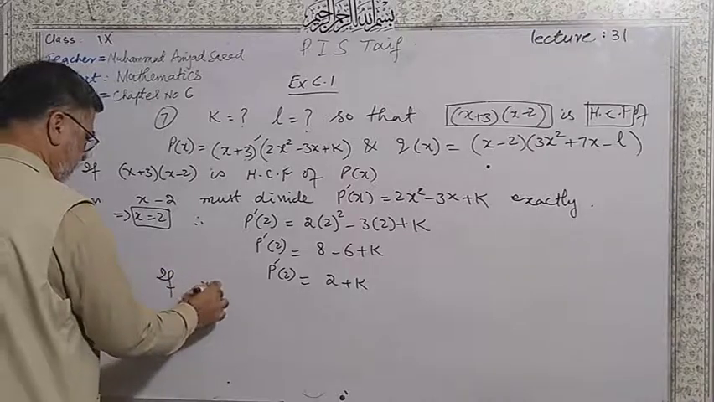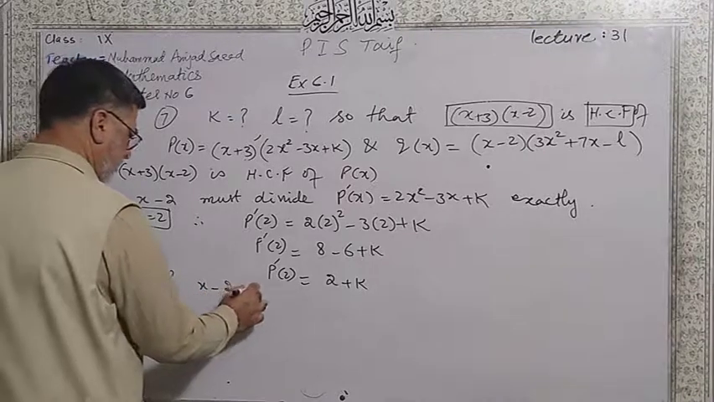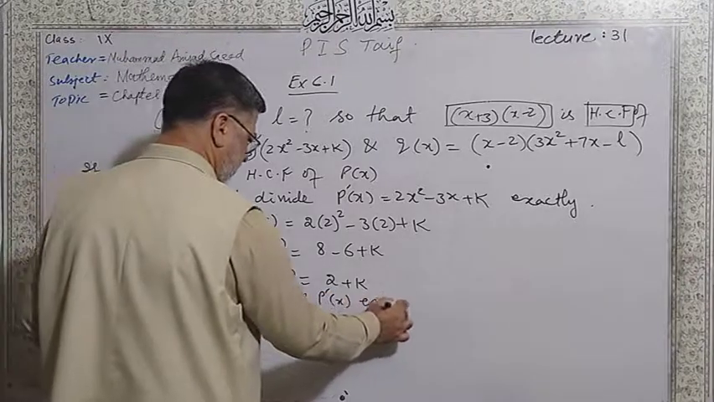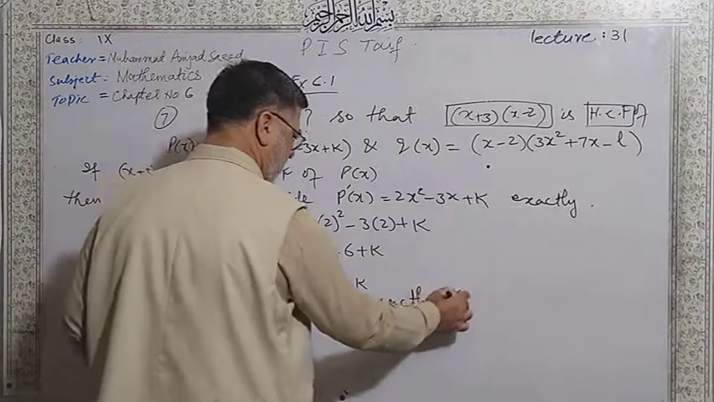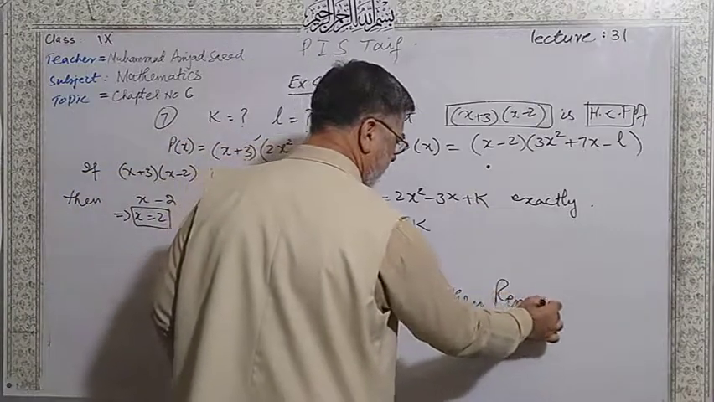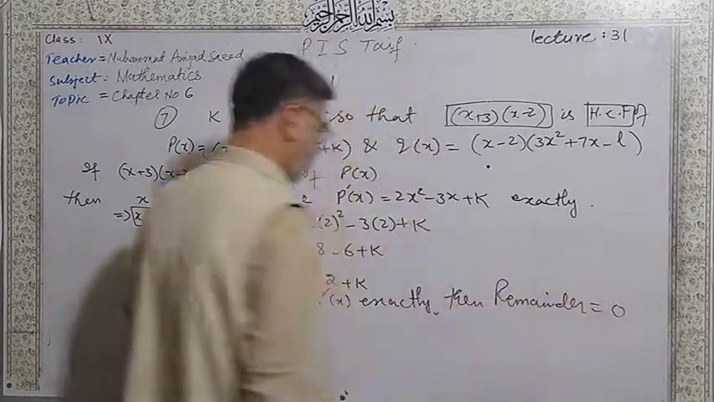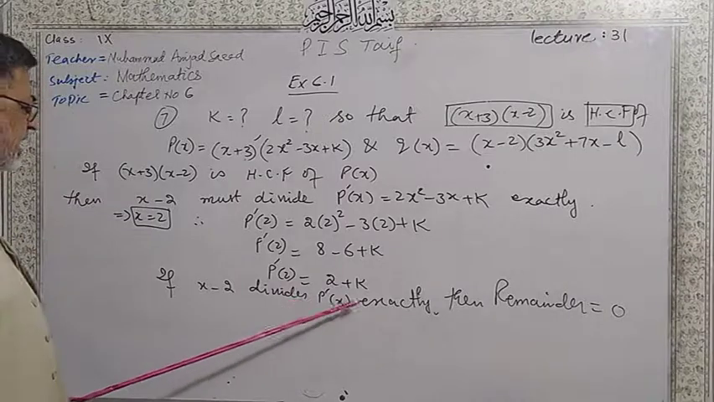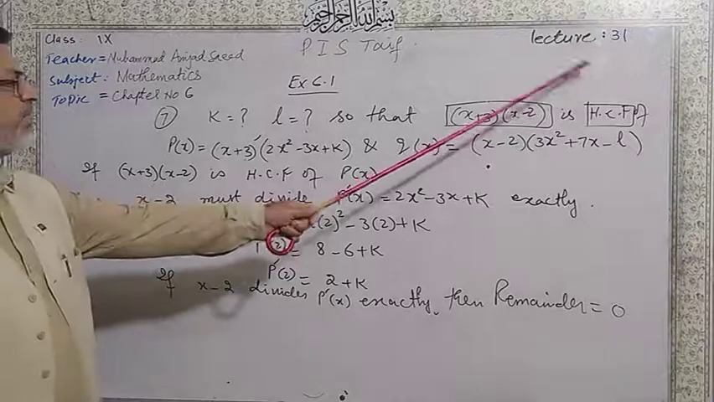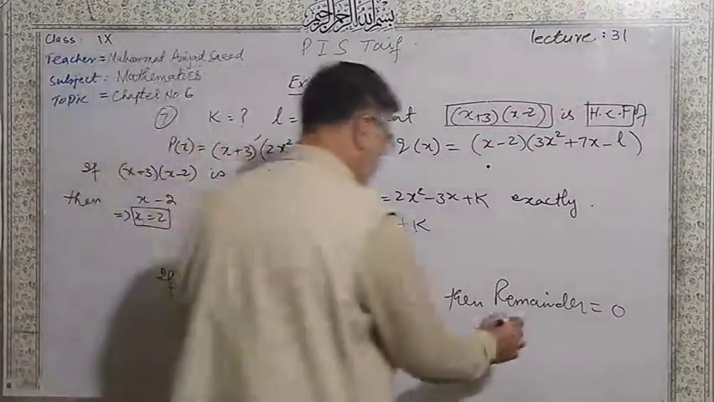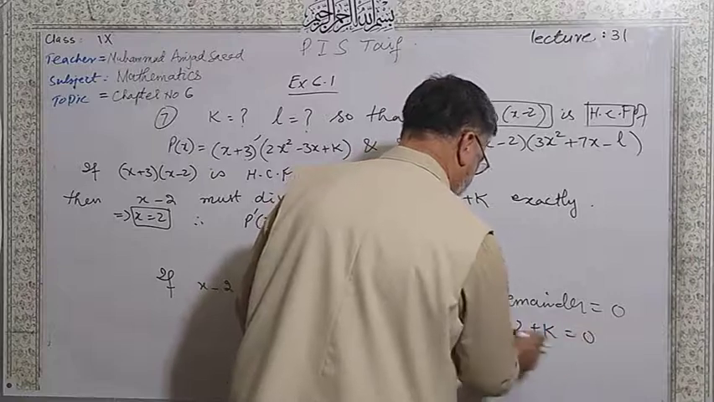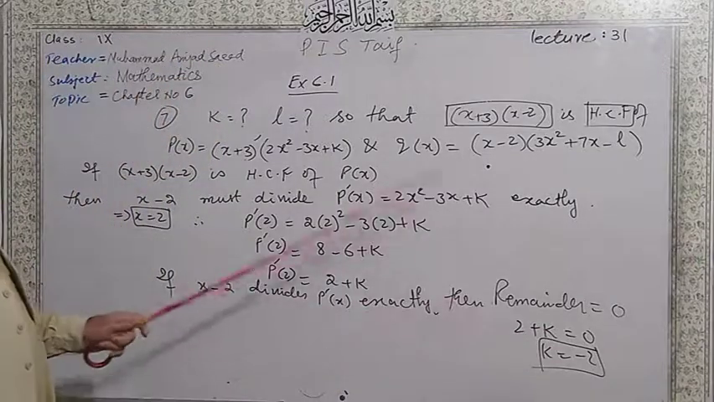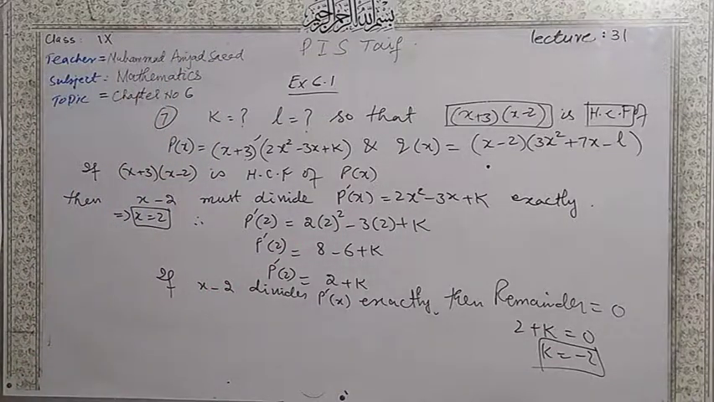If x minus 2 divides P dash of x exactly, then the remainder is 0. This is the logic of why we are writing remainder equal to 0, because x minus 2 must divide P dash of x exactly because of the HCF definition. Here the remainder is 0, that is 2 plus k is equal to 0 and k is equal to minus 2. This is your answer, the first value k.